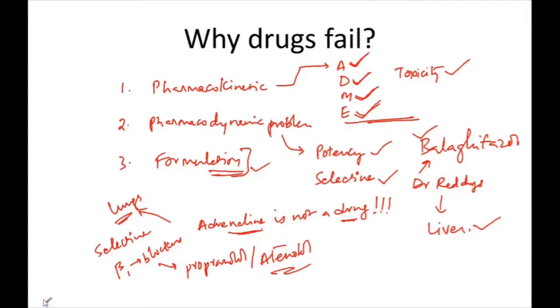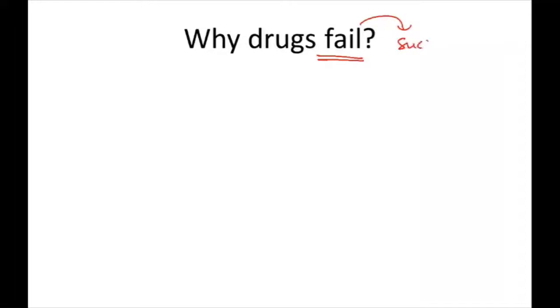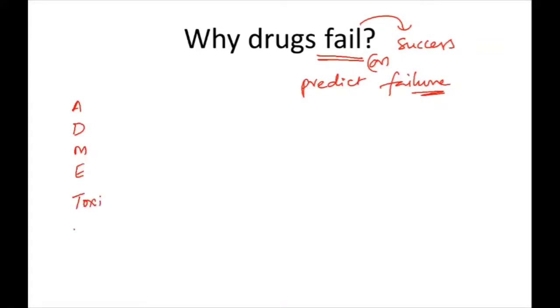Okay, so now what do we have to do? How to convert failure to, or predict, failure. So what we have seen right now: absorption, distribution, metabolism, elimination, toxicity, potency. These are the things which we have to predict.